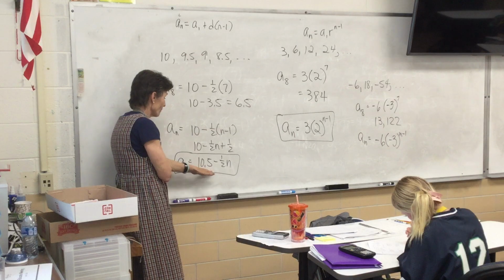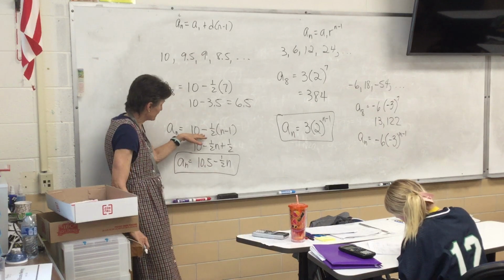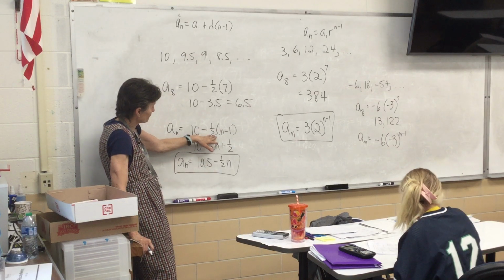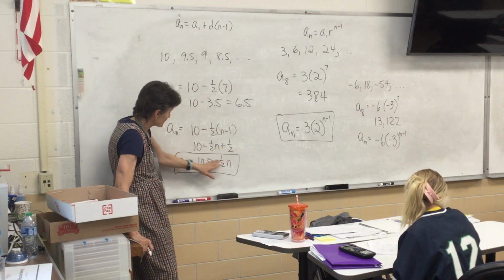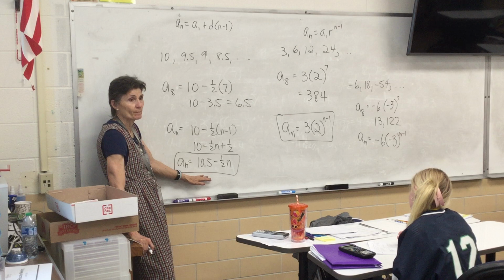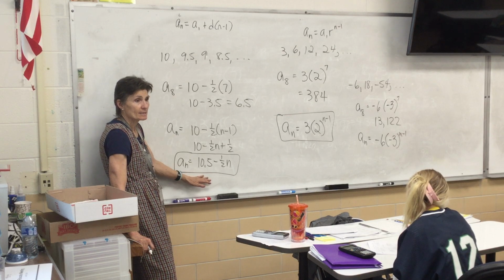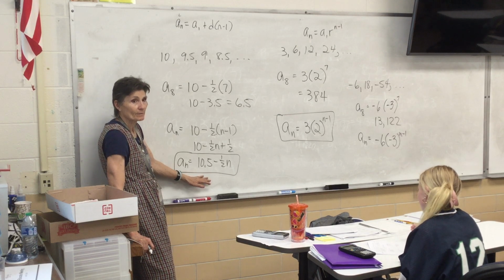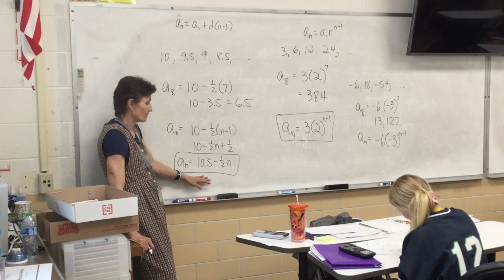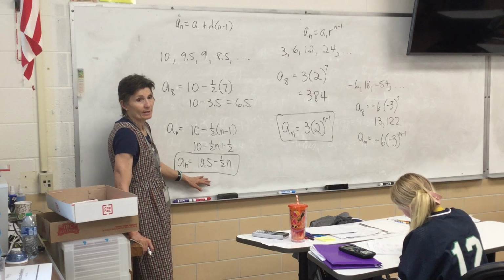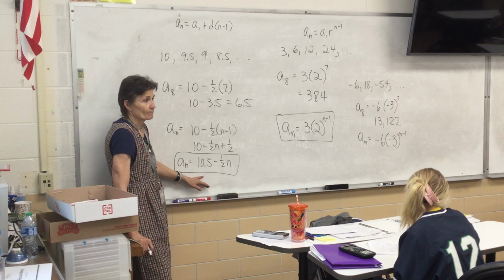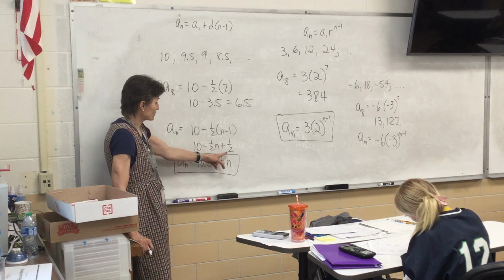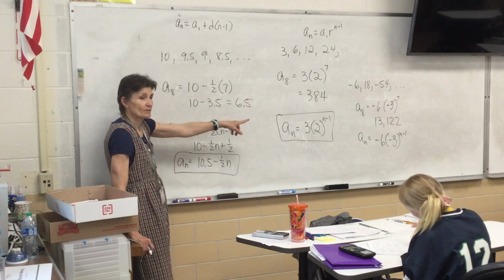Now, for my formula then, I plugged in my first term and my common difference. And then I distributed and simplified, and I got this for my formula. Does that look like what you got? Do you want a fraction or a decimal? Doesn't matter, whatever you want. This one you can collect like terms. You can't with the geometric.